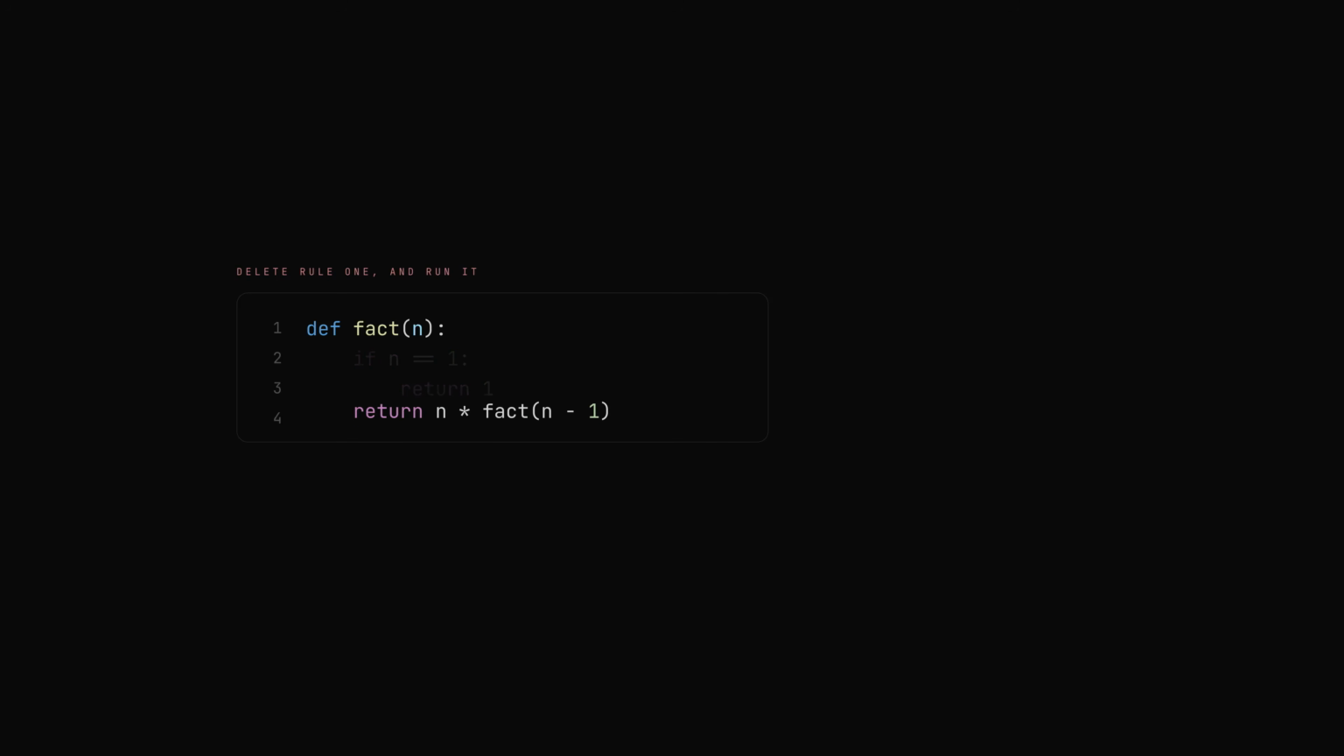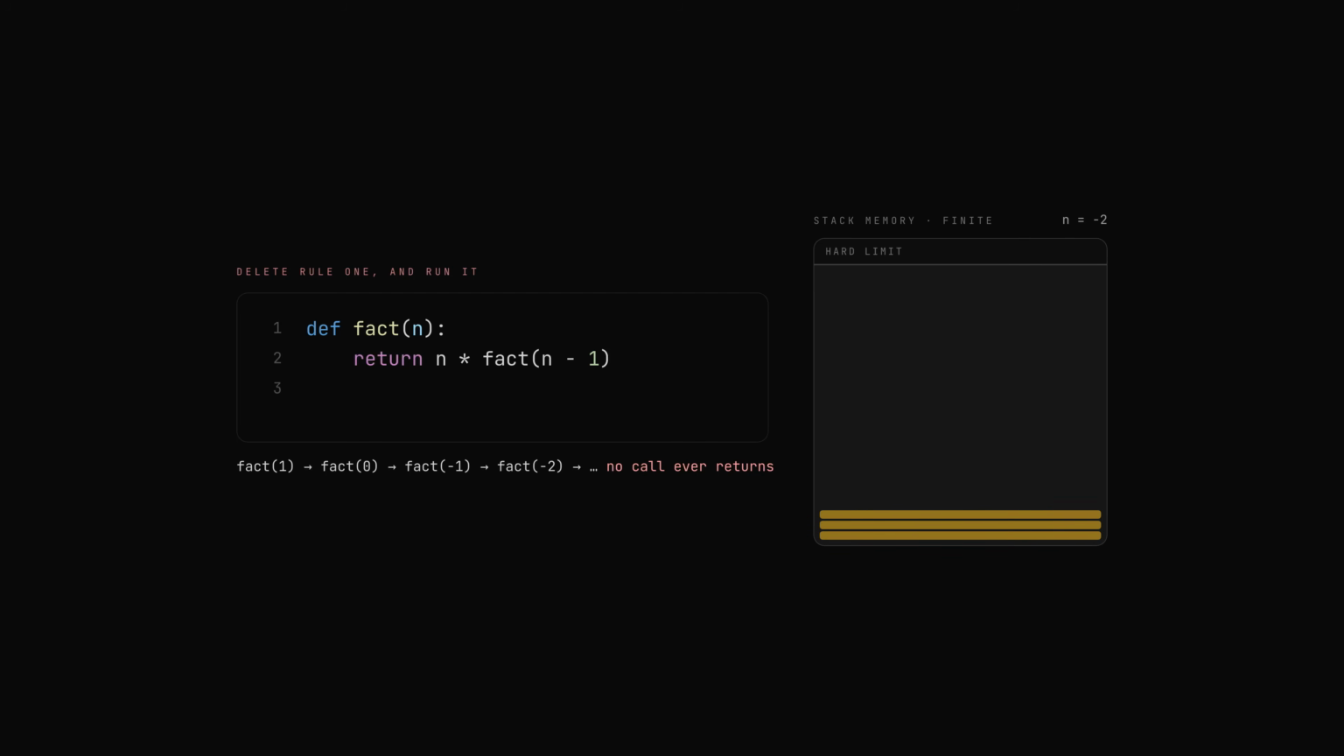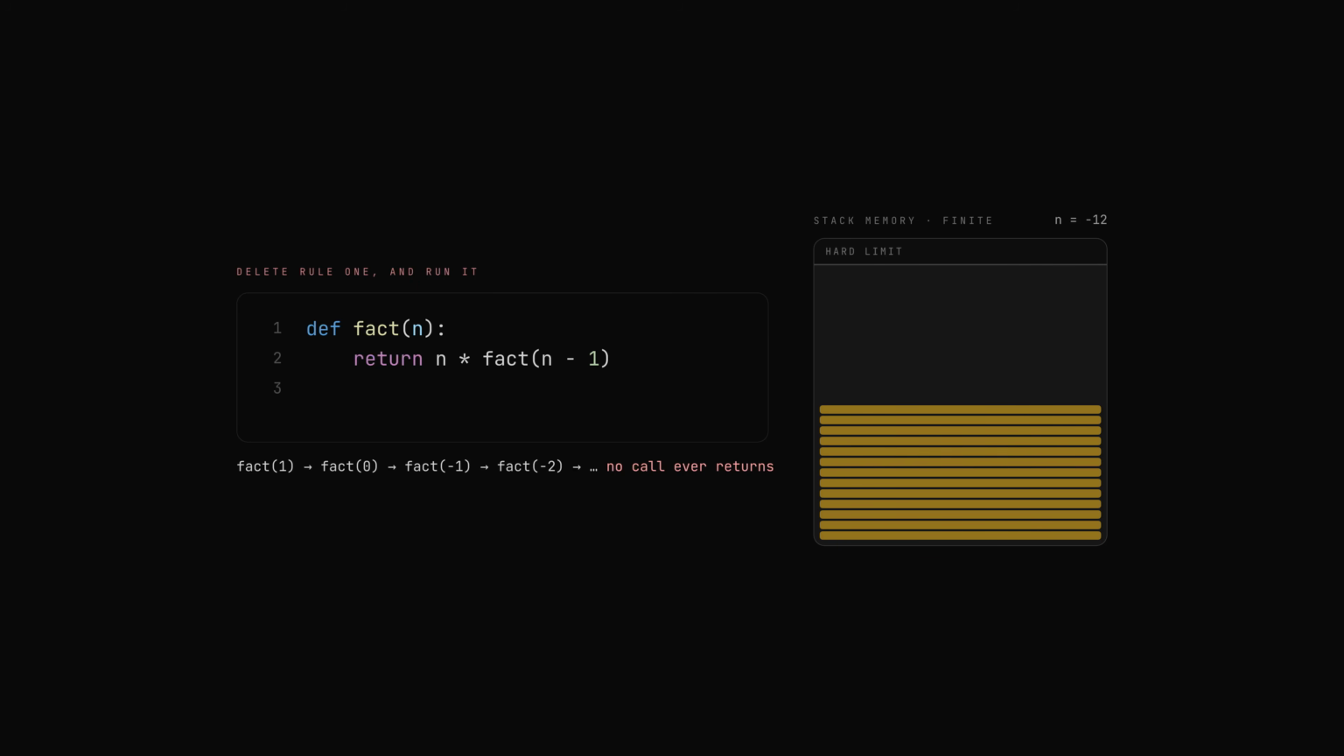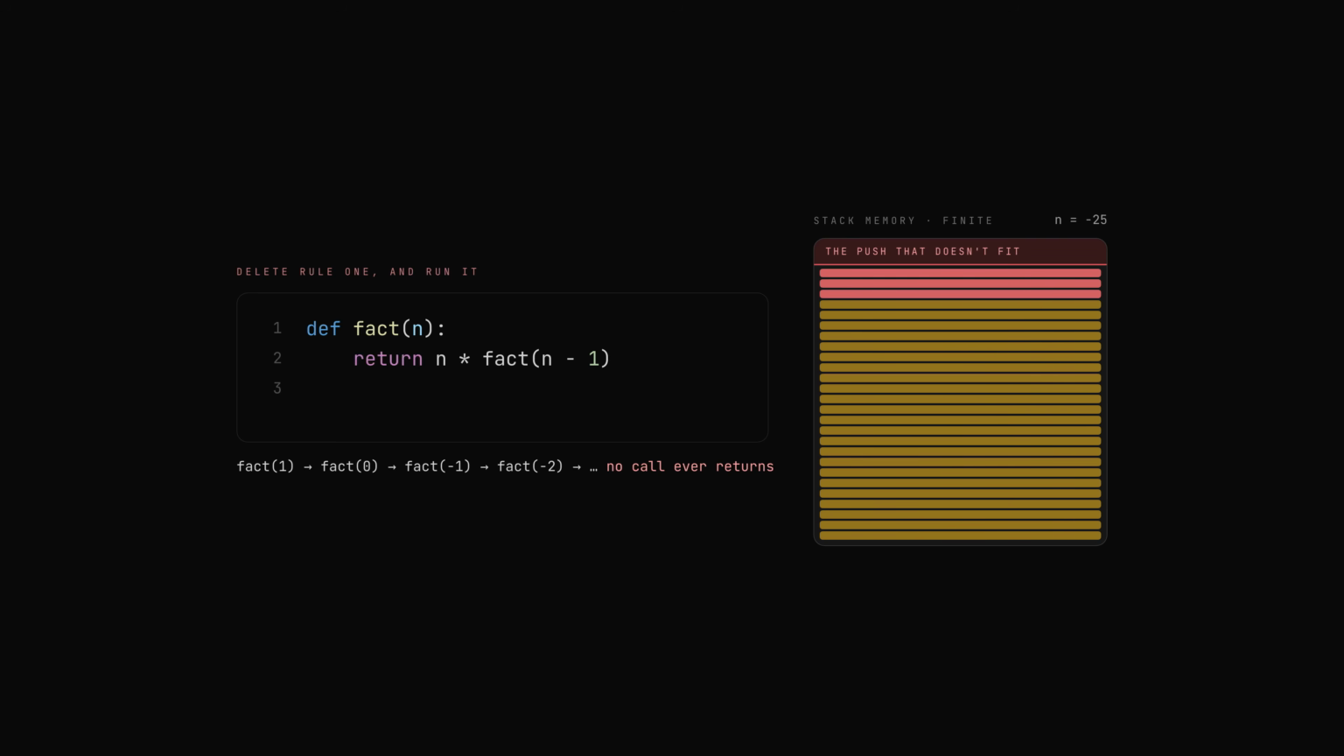Now delete Rule 1 and run it. Factorial of 1 calls factorial of 0, calls -1, -2. Each call pushes a frame. No call ever returns, and the stack's memory is finite. The push that doesn't fit kills the program. Stack overflow. The most famous error in programming.